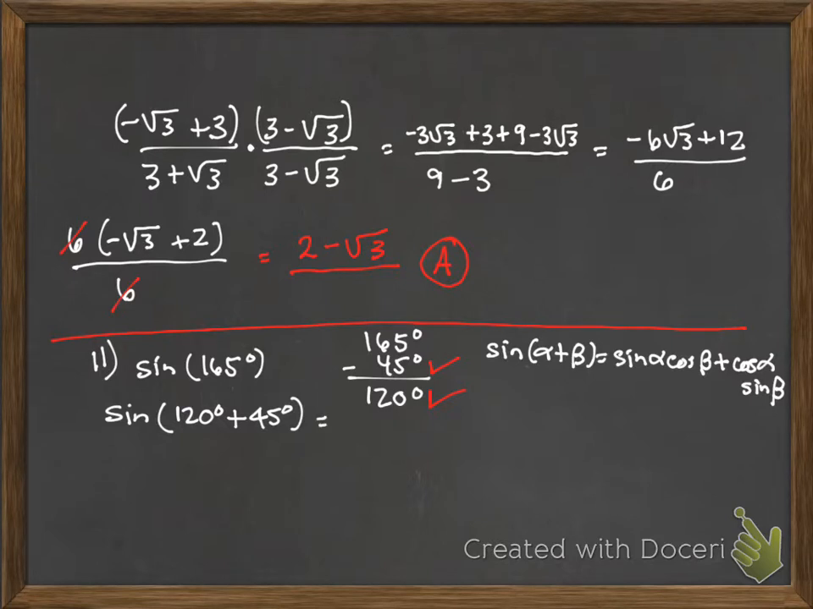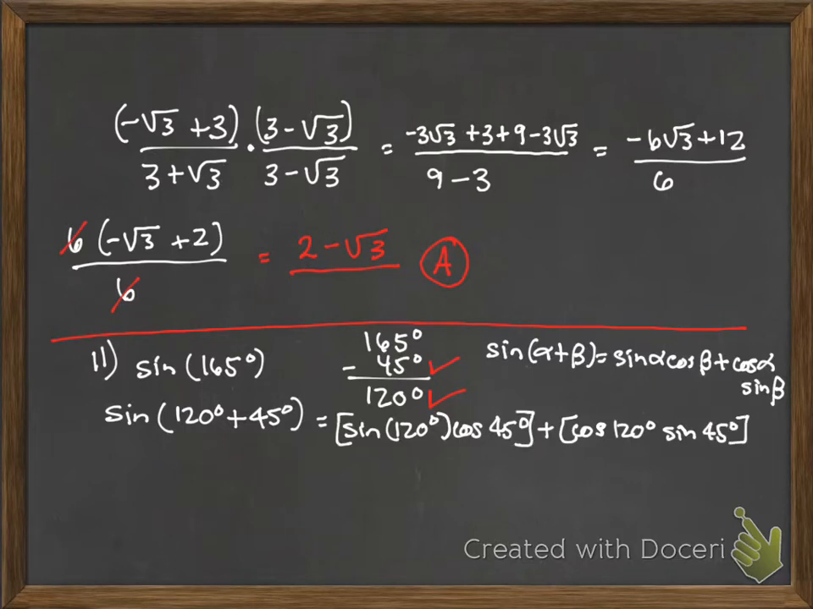Okay, so I'm going to go ahead and plug and play. So sine of 120 times cosine of 45 degrees plus cosine of 120 times sine of 45 degrees. So there you have it. Now all we have to do is evaluate.